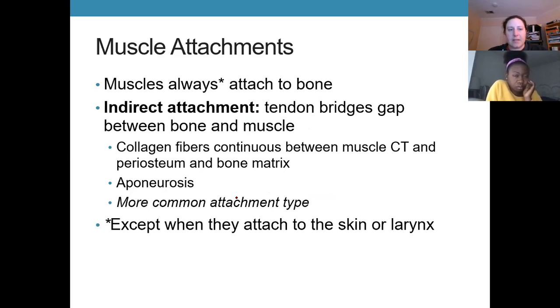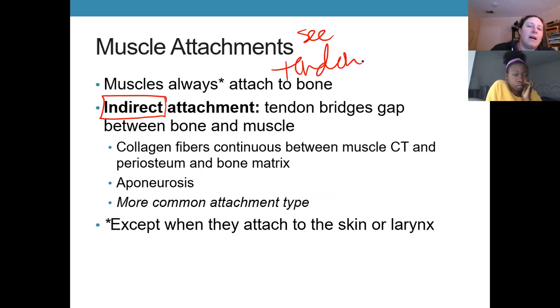So the most common attachment type is called indirect, and indirect is when you can see the tendon. So there's a visible tendon between the muscle belly and the bone, and this is what we typically see. When it's kind of more round, we call it a tendon. When it's a flat sheet of tissue, we call it an aponeurosis. That's basically just a flat tendon.